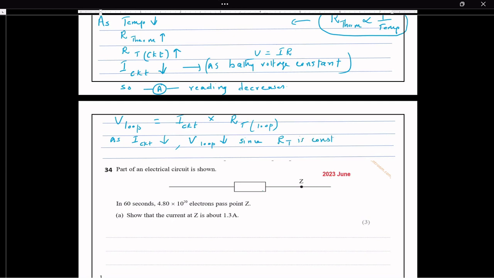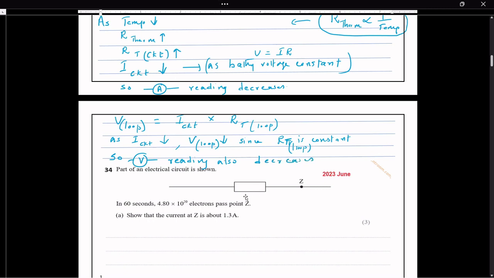R total is not changing. R total of the loop, which is a parallel combination of two fixed resistors, is constant. So according to Ohm's law, when current decreases, the voltage of the loop is decreasing. Voltage of the loop means the voltmeter reading. So voltage of the loop decreases. So we can write a conclusion: the voltmeter reading also decreases.